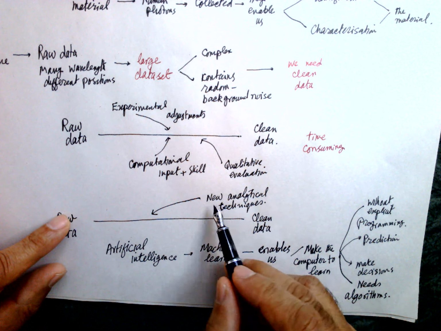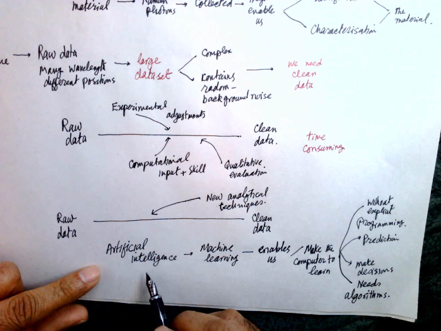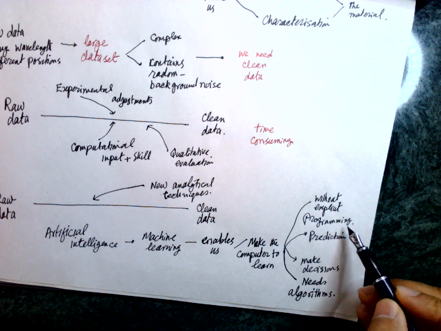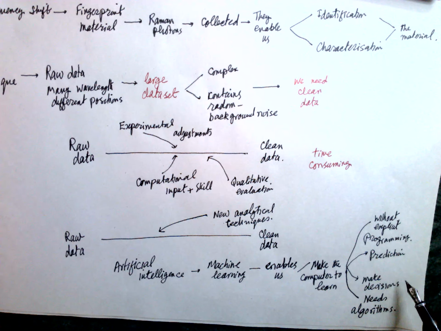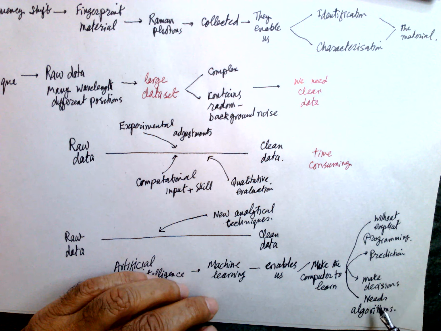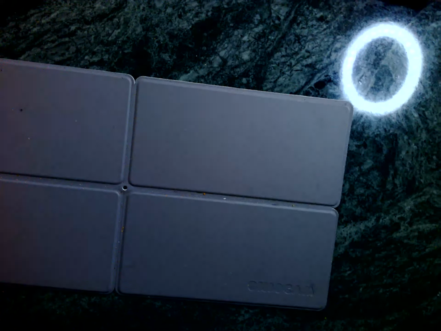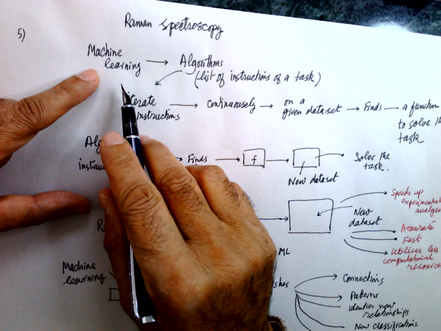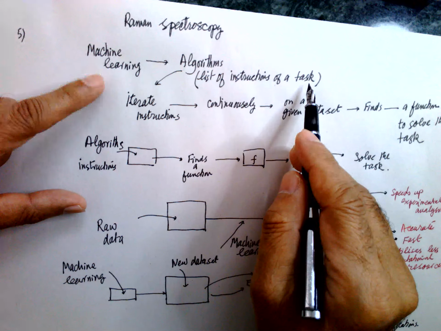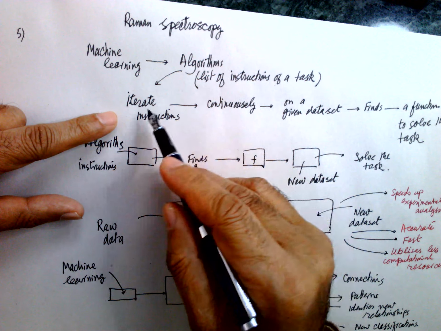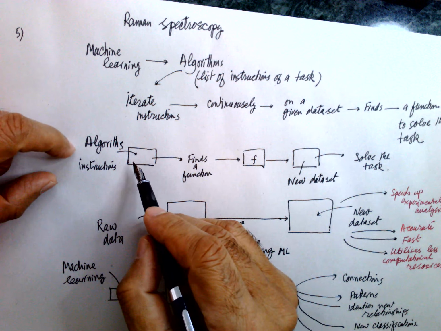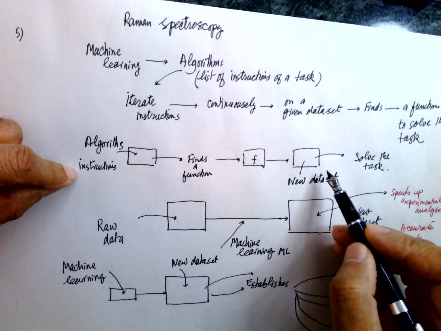To clean data we need a new analytical technique, and this can be artificial intelligence, machine learning, that enables a computer to learn without explicit programming. It makes predictions, it makes decisions, and it needs an algorithm. An algorithm is a list of instructions for a task. These instructions iterate continuously on a given data set and find a function f to solve the task.